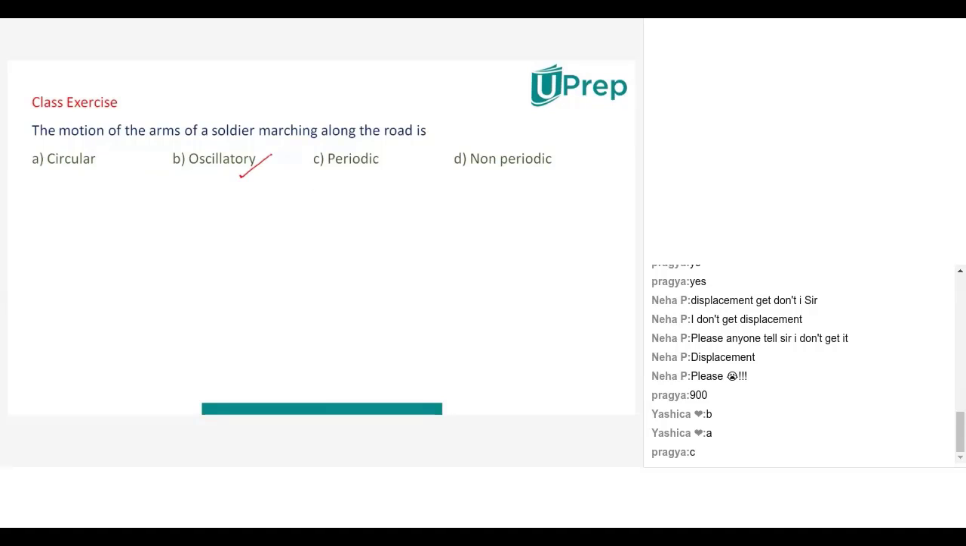Right. So now I can see it. Okay. The motion of the second hand in a clock is rotational. Right. It is rotational. Sir, I was only saying rotational. I think it's B. Okay.